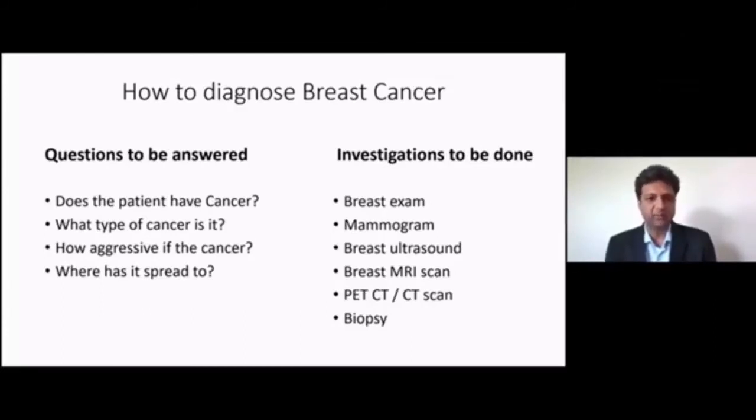And apart from that, where has it spread to? Is it just in the breast, or has it gone to the local lymph nodes in that area which drain the breast tissue? Or has it gone to other organs in the body, such as the bones, the lungs, the liver, and the brain? So these are the 4 questions that I need answering before I can start advising any treatment.